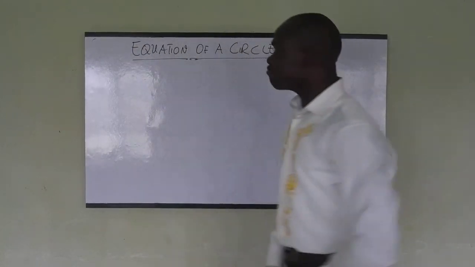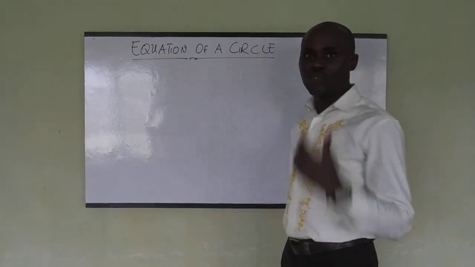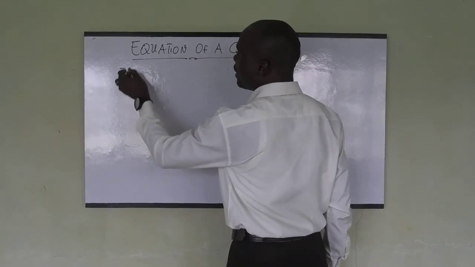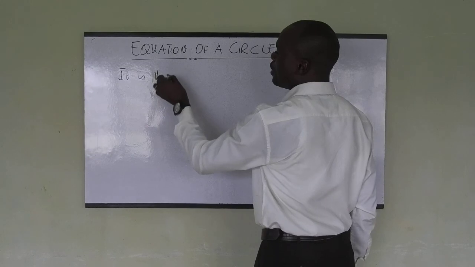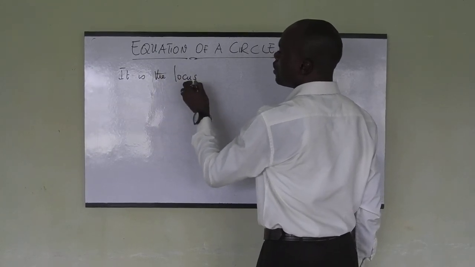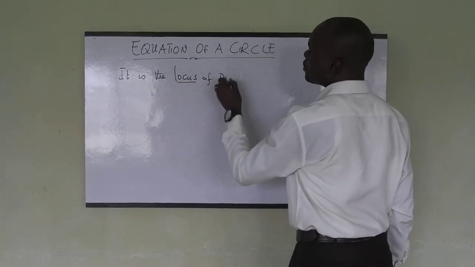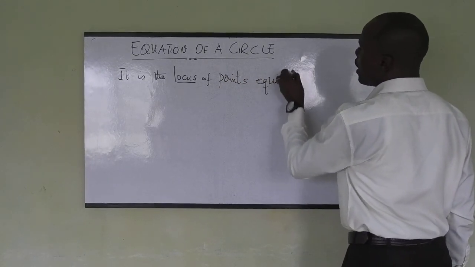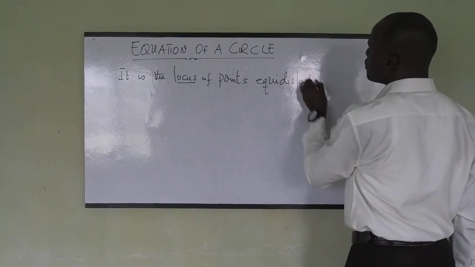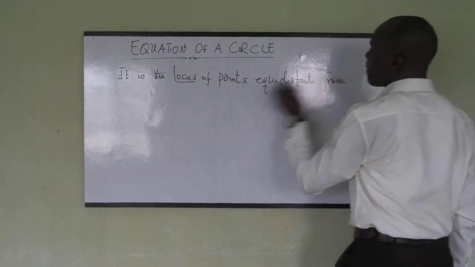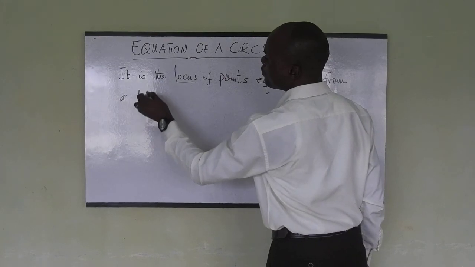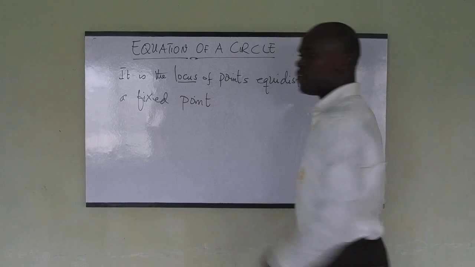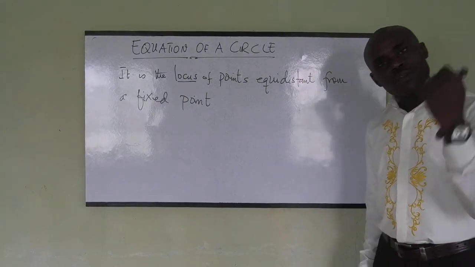Okay, equation of a circle. First, we'll take the definition of a circle. So what is a circle? It is the locus of points equidistant from a fixed point. A fixed point. What is that telling you?